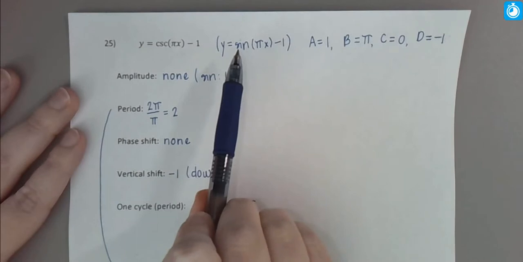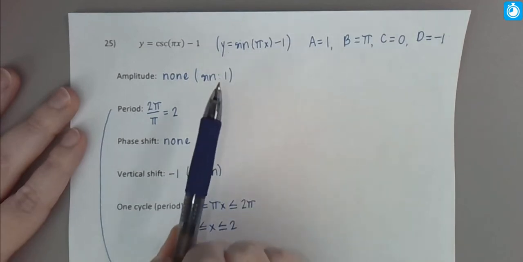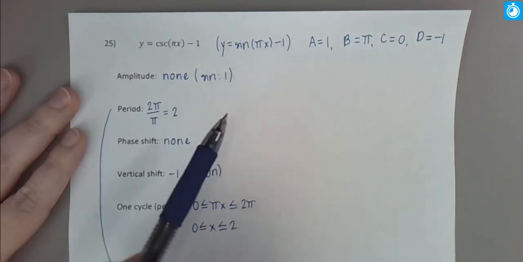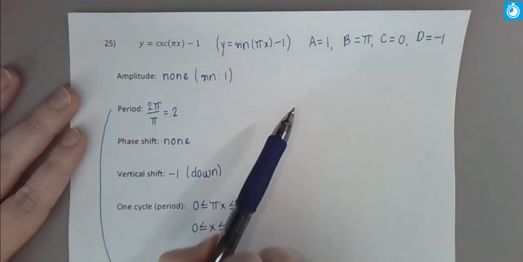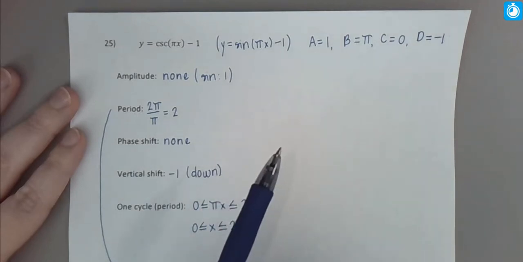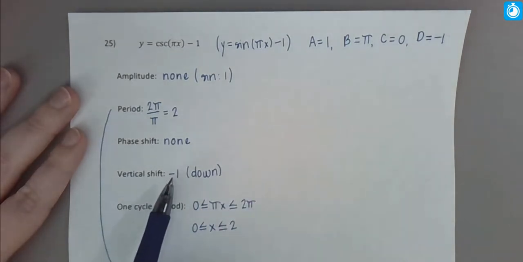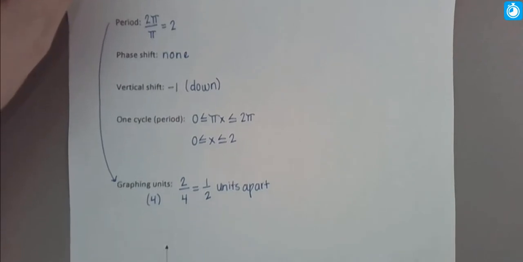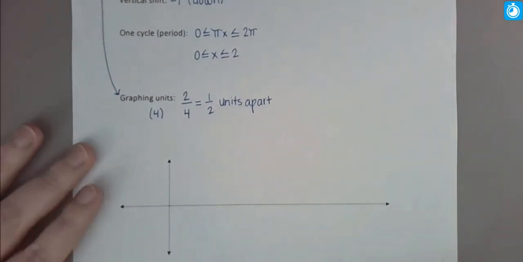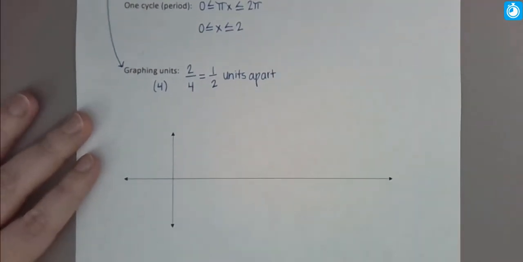Okay, so for the reference sine, we have an amplitude of 1, which means from the center we go up 1 unit and down 1 unit to hit the max and min. But we also have to take into account that we're shifting everything down 1 unit. I recommend when you have a vertical shift, start your graph by working with that vertical shift.